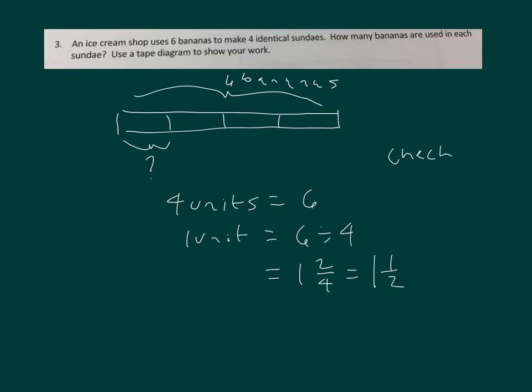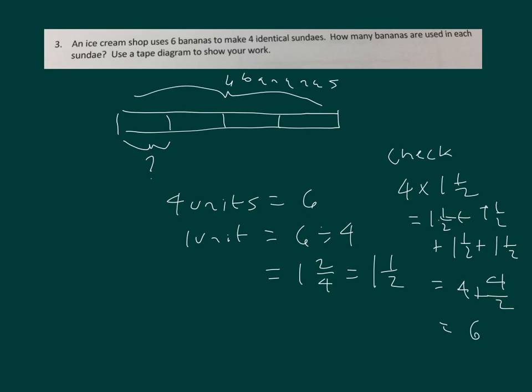Run my check. 4 times 1 1/2. Does that equal 6? That equals 1 1/2 plus 1 1/2 plus 1 1/2 plus 1 1/2. Adding together my halves, that's 1/2, 2 halves, 3 halves, 4 halves. And 1 plus 1 plus 1 plus 1 is equal to 4. So I have 4 plus 4 halves, which equals 4 plus 2, which does equal 6. So each sundae uses 1 1/2 bananas.